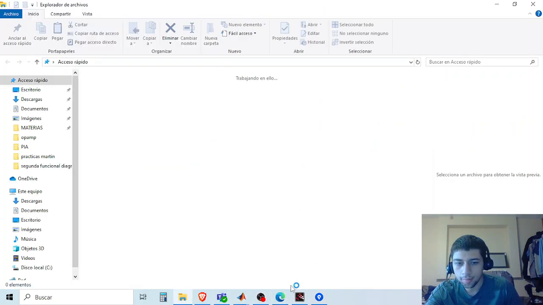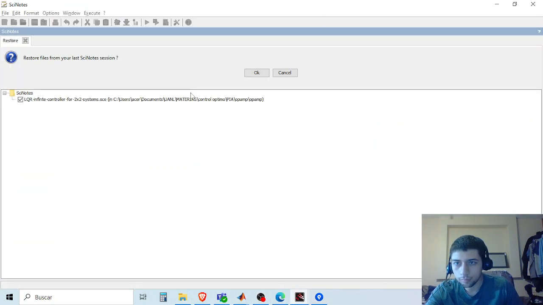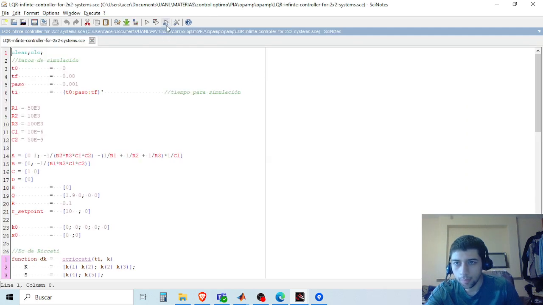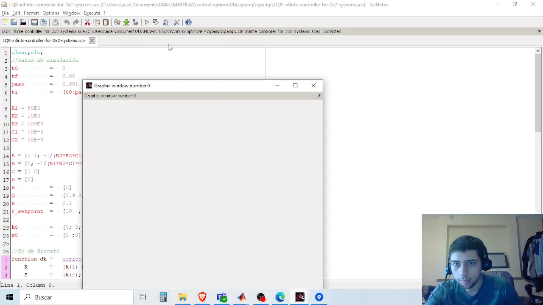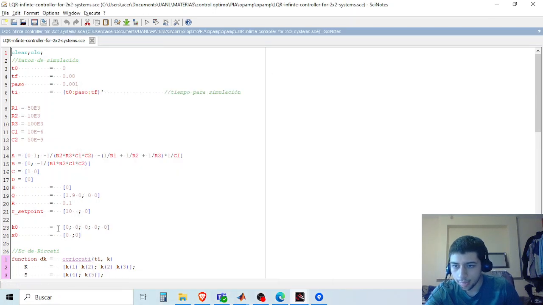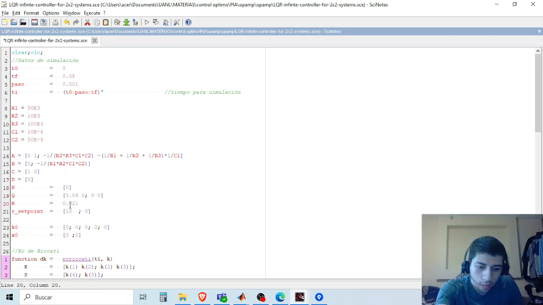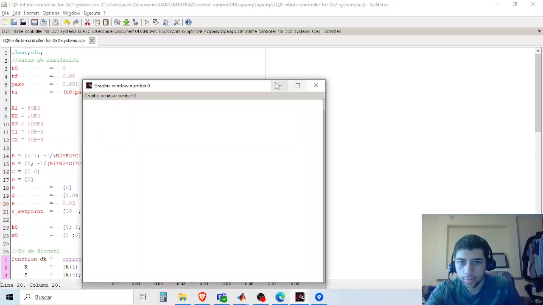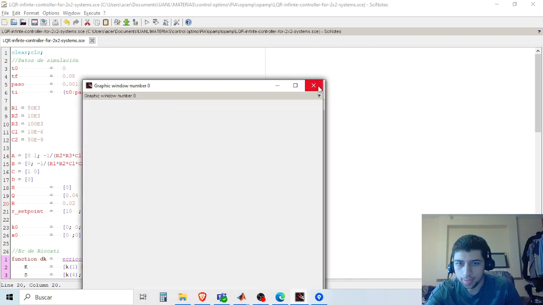and open it again. Okay, just let me confirm it works. Okay, now it is working, but not with the proper value. So let me modify the parameters. So for h we have 0, for q we said it was 0.04, and for r it was 0.02, right? So let me play it again, and now we have the following dynamics.